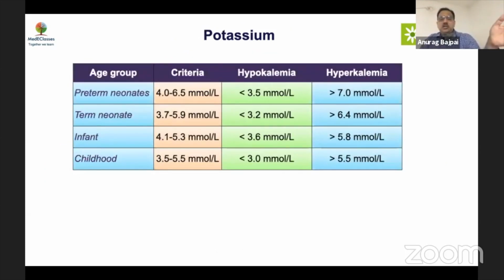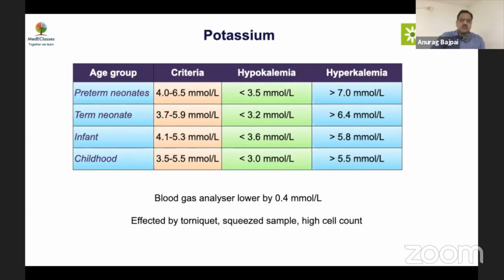So what you need to understand is that potassium levels tend to be higher in preterm neonates and term neonates, and therefore differential criteria for both hypo and hyperkalemia should be considered in that regard. As we already discussed, this is affected by other factors.